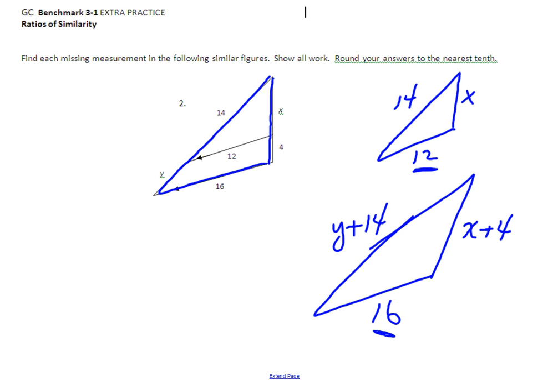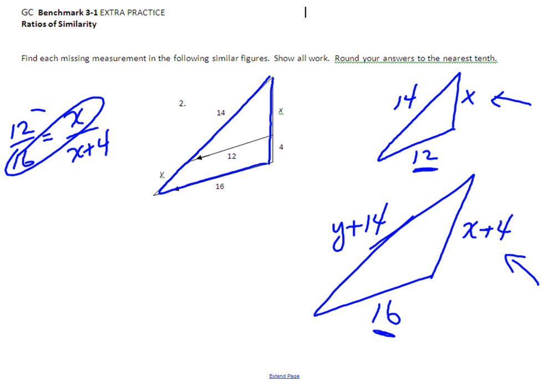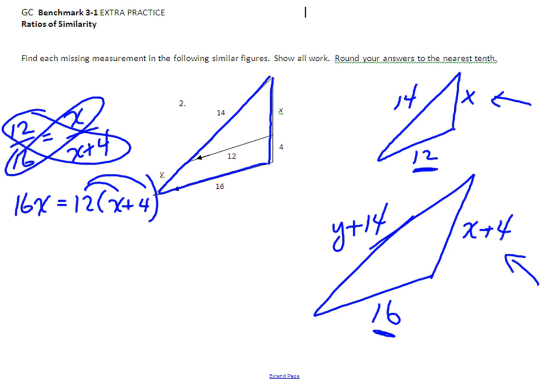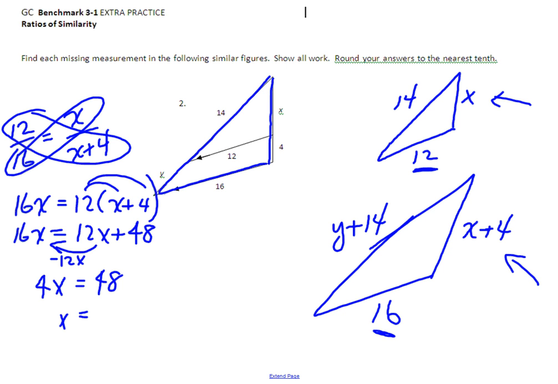So let's start with X. I'll say 12 is to 16 as X corresponds to the X plus 4. When I cross multiply here, you probably should just cross multiply. I get 16X equals 12 times X plus 4. When I distribute, I get 16X equals 12X plus 48. I'm going to bring my 12X over. Don't forget to make that negative 12X. So I have 4X is 48. Divide both sides by 4. So X is 12.